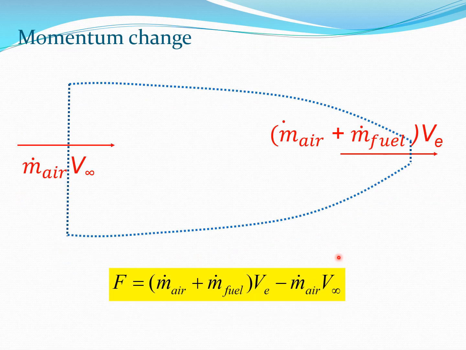Now we can get a similar expression by considering the momentum change in the complete system. So if you look at the momentum change at the exit, you have m dot air plus m dot fuel into VE. That's the momentum at the exit, and you have to subtract from it whatever enters the system, that is m dot air into V infinity. So this force in the x direction would also equal this particular quantity which I have put in this yellow box.